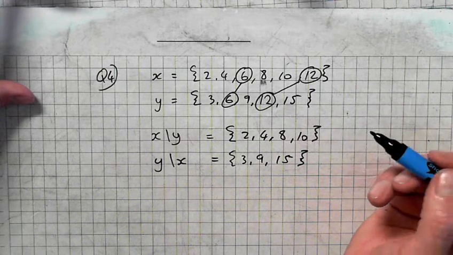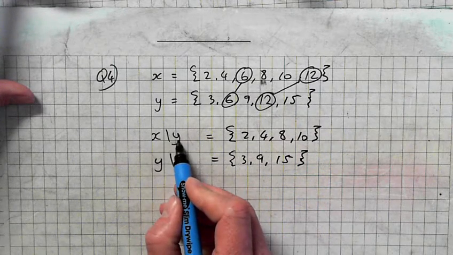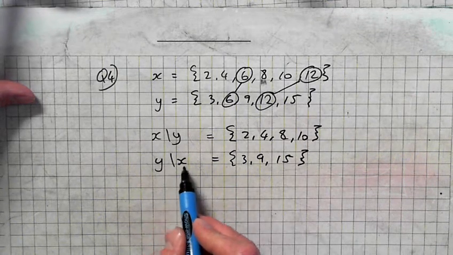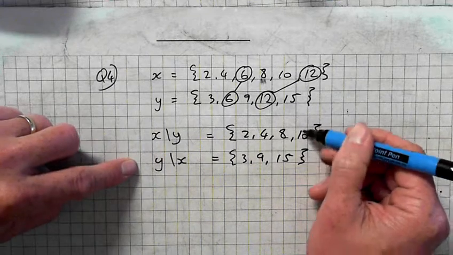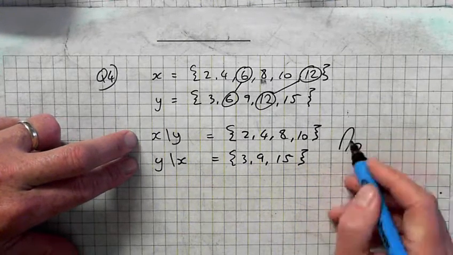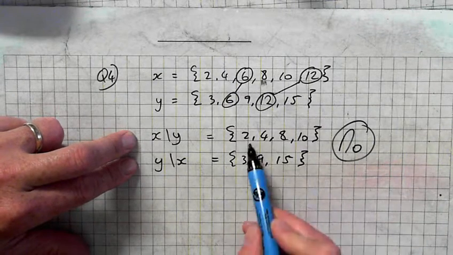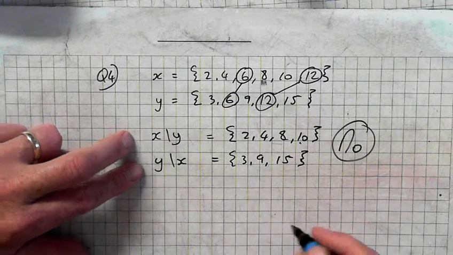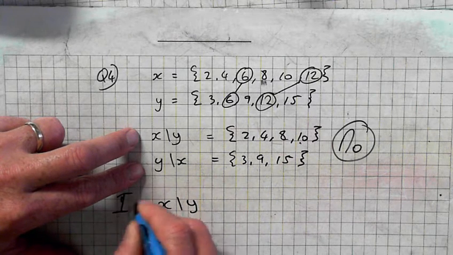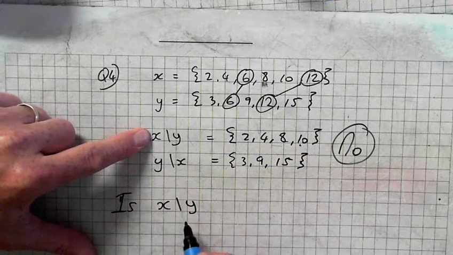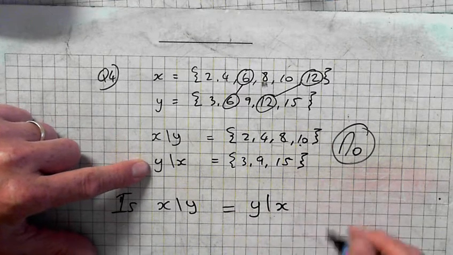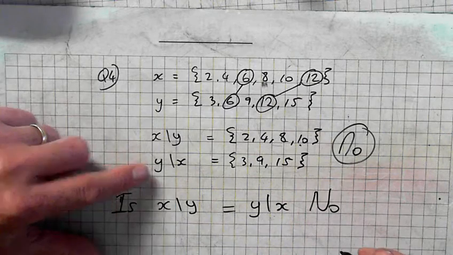Right. Is x less y, is this set, equal to y less x? Are they equal? No. They're not. They don't look equal at all. So that's the way they ask the question. Is x less y, this one, equal to y less x? And you said no, and you're right. They're not equal.